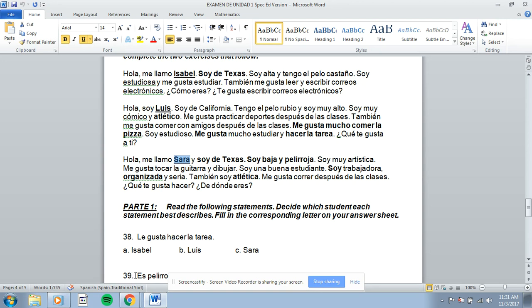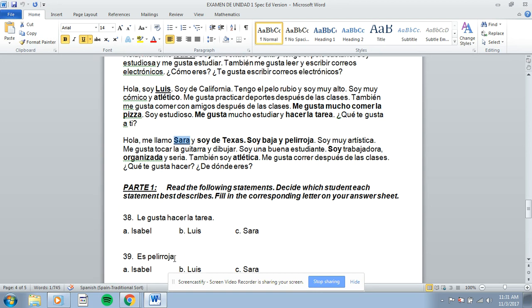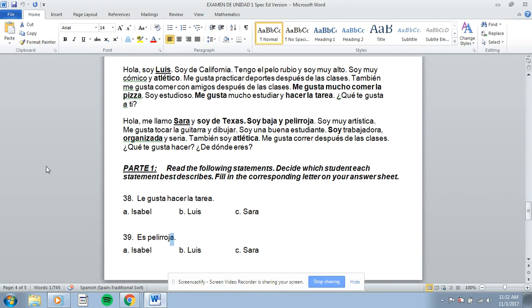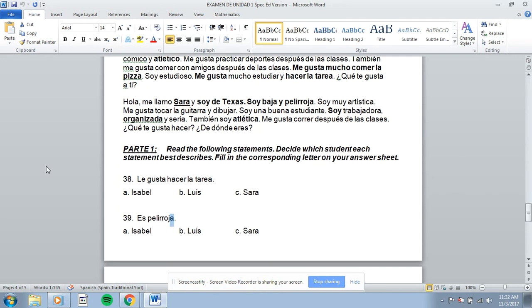39 says es pelirroja. Well, first of all, there's a clue. Pelirroja's feminine, so it must be a girl. So look back at Isabel and at Sara. Look back at their 2 paragraphs and see which one is pelirroja. And bubble in. When I say bubble in, I just mean circle the right answer. So for number 38, circle whether that was Isabel, Luis, or Sara, and 39, circle whether it's Isabel or Sara.